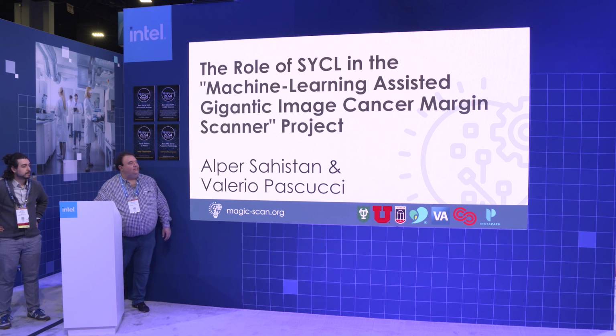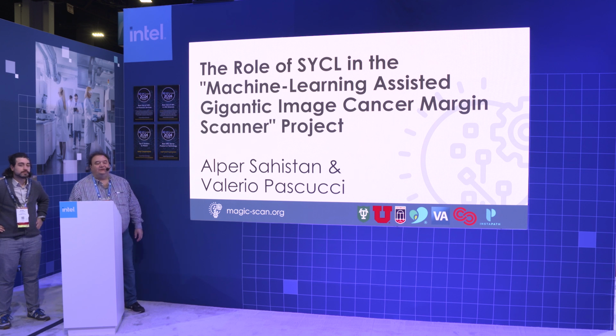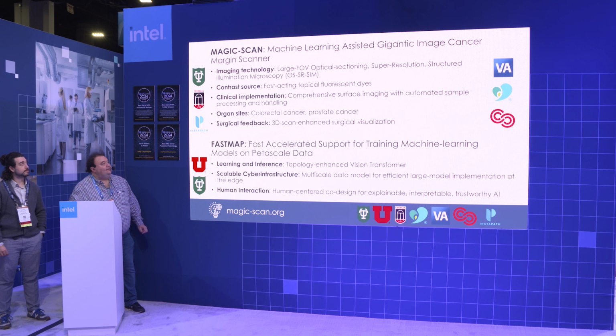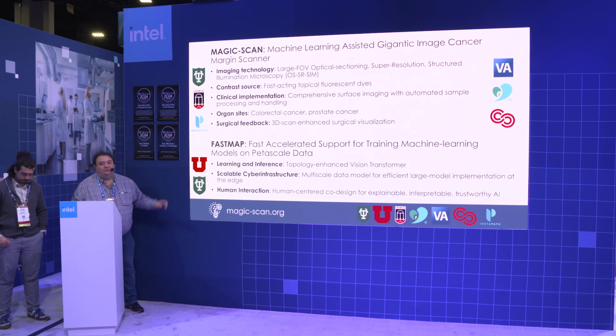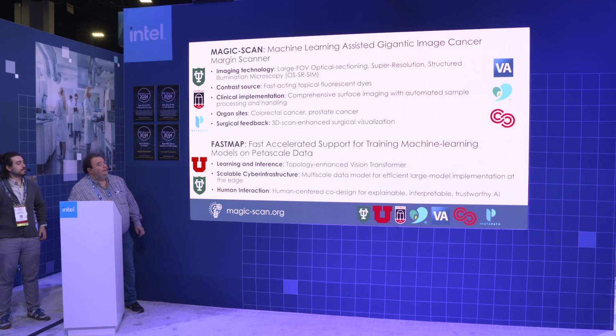This is a project recently awarded by the ARPA-H agency, focused on the analysis of data from colon and prostate cancer. It is a multi-institutional team across different organizations. The University of Utah, in collaboration with Intel, is focused on the development of the cyber infrastructure for the machine learning analysis of data from surgeries.